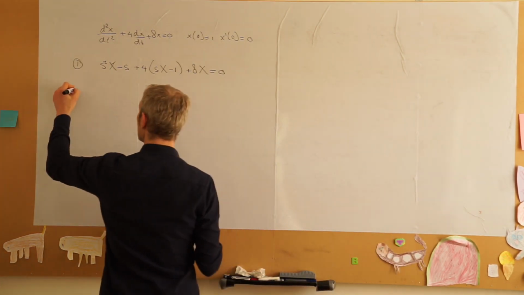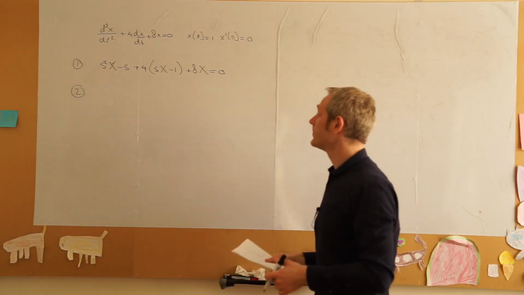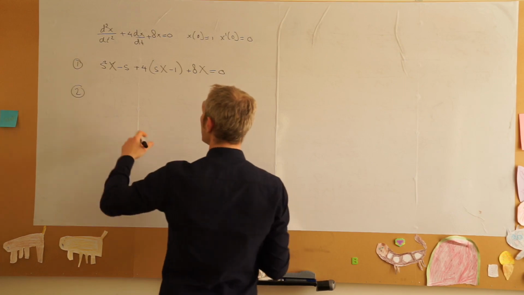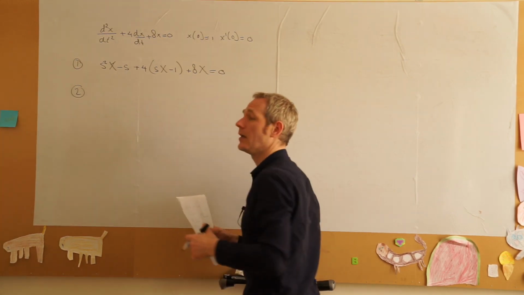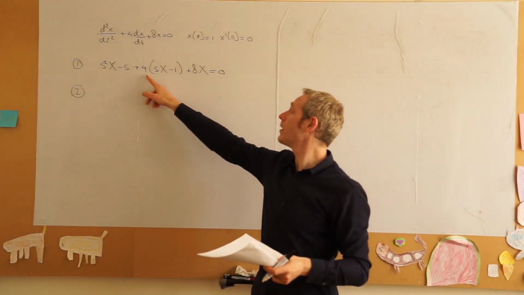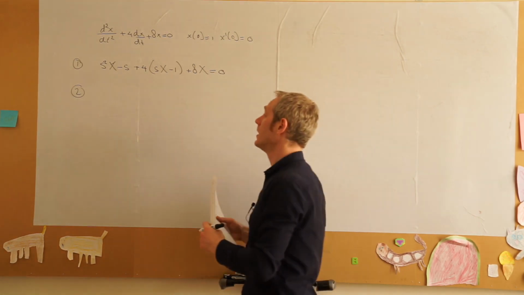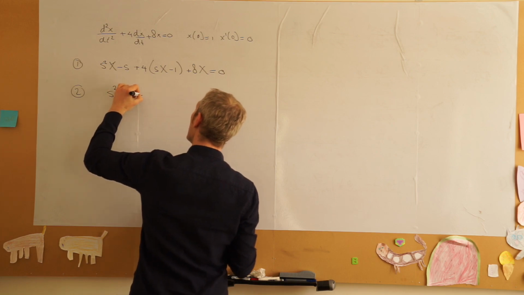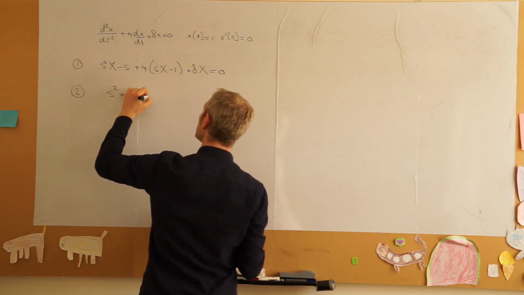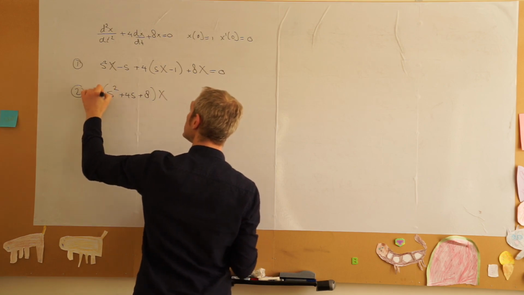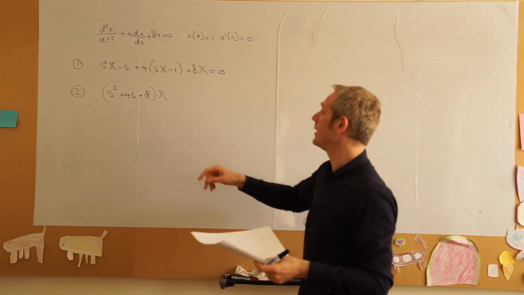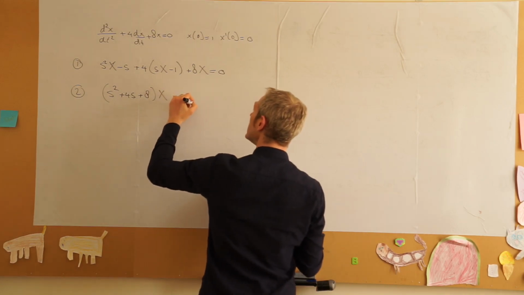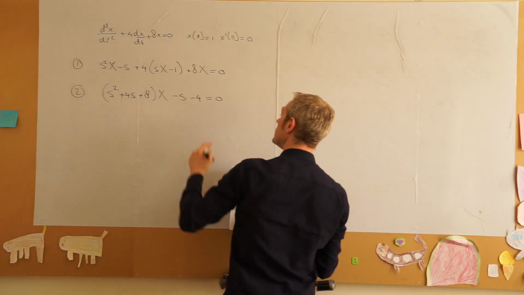Second step is to isolate our x, and well, let's see. We have 3 terms with x. We have an s squared term here. We have 4s times x plus 8x. So the terms with x in them are s squared plus 4s plus 8 times x, and then we are left with a minus s here, minus s minus 4 equals 0.